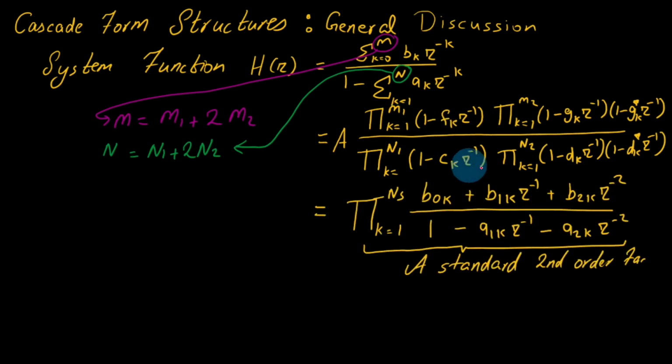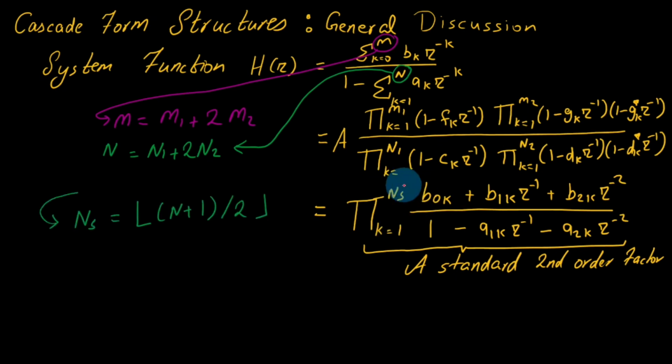We can further simplify this into a standard second order form, wherein we have one single multiplication from k equals 1 to N_s, and we have multiplied this inward. So we get b_0k plus b_1k z inverse plus b_2k z to the power minus 2 over 1 minus a_1k z inverse minus a_2k z to the power minus 2. In doing so, we now have all real coefficients in the numerator and in the denominator. So b0, b1, b2 are real, and similarly a1, a2 are real. This is an equivalent representation of the above equality.